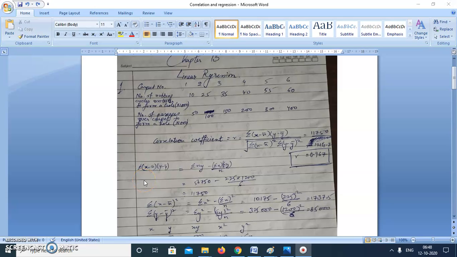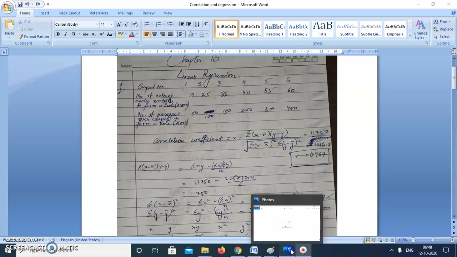Good morning to all. So today we'll start chapter 13, which is about correlation and regression. First we need to understand the meaning of these two terms. You must have studied about correlation in class 12th, if you remember. I'll try to give you a summarized view.